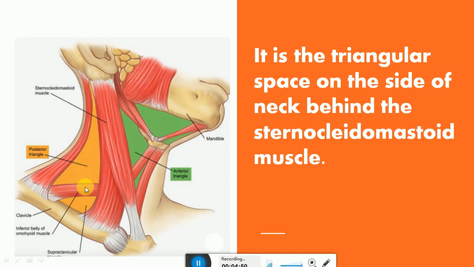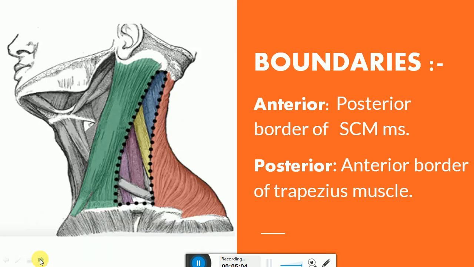So we have seen the location of the posterior triangle of neck. It is a triangular space which is situated behind the sternocleidomastoid muscle. Now next we are moving on to the boundaries. It has 4 boundaries. First one is anterior, then posterior, we have apex and we have base, because it is a triangle.